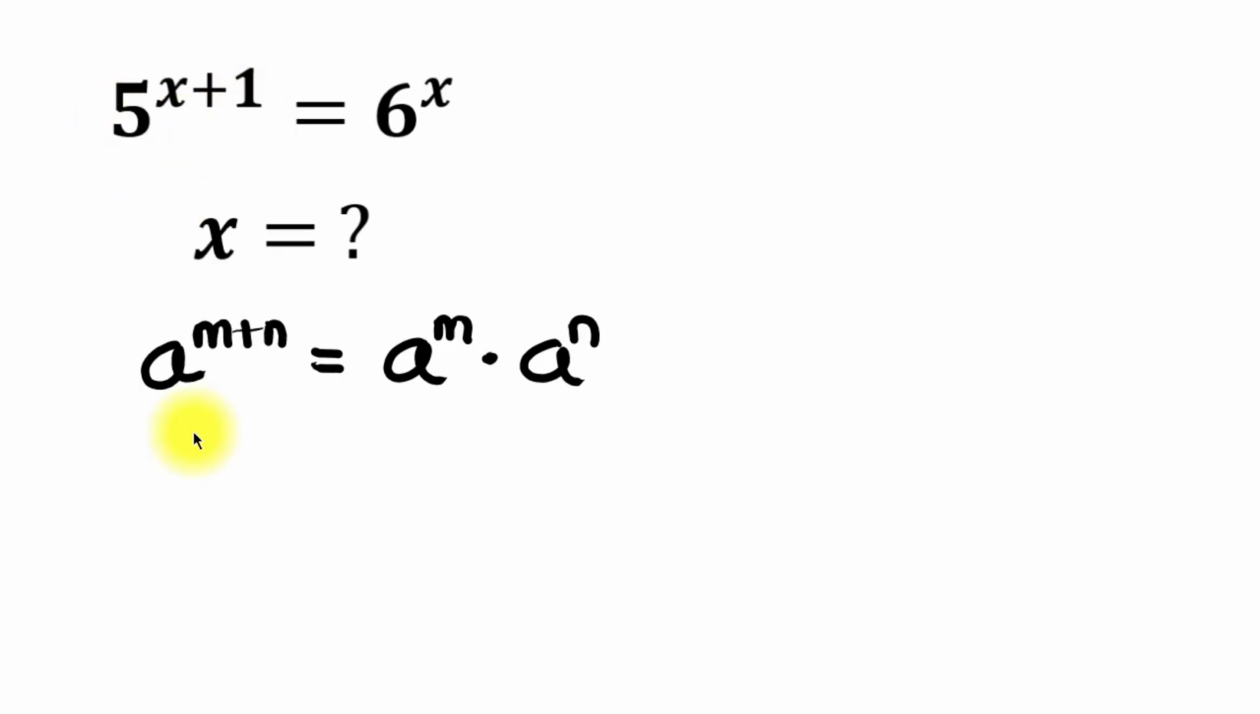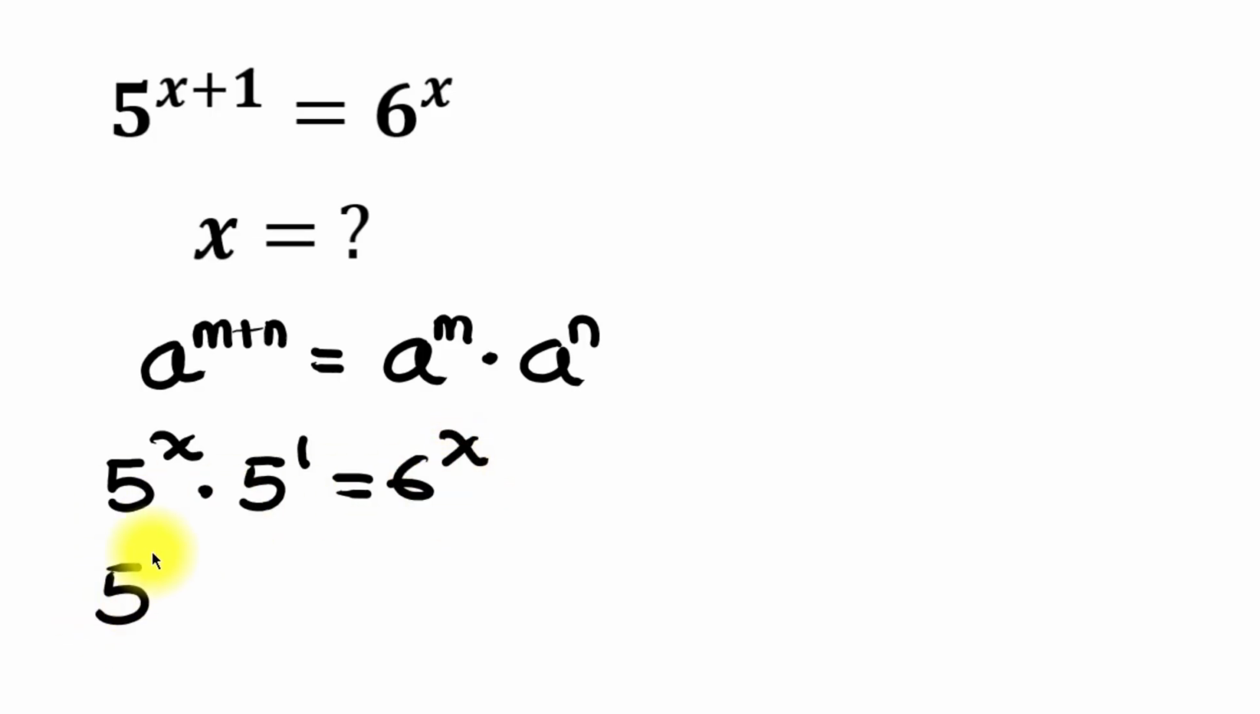So this expression now becomes 5, which is the base, to the power of x, times the base again, which is 5, to the power of 1. And this is equal to 6 to the power of x. Good. Now let's simplify this further. This is 5 to the power of x times 5, because 5 to the power of 1 is 5. And this is equal to 6 to the power of x.